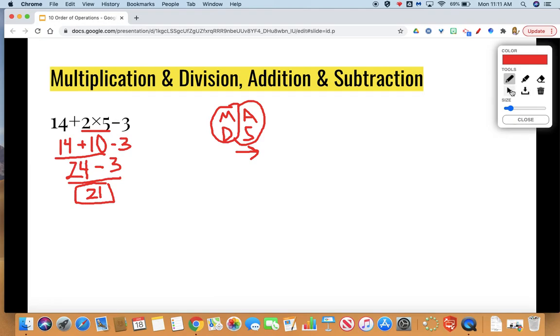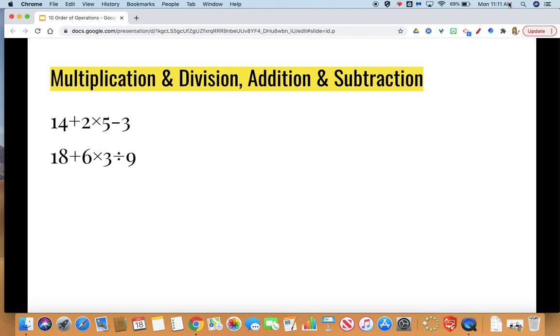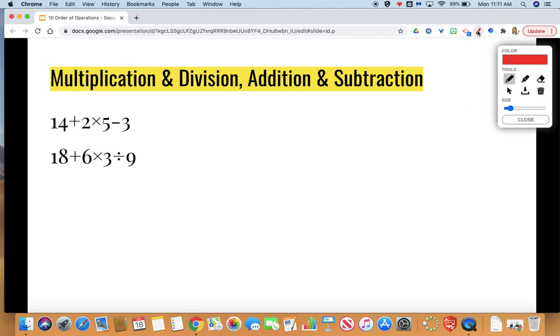If you need more time, pause that because I'm going to erase this slide. Let's go on to our next problem. 18 plus 6 times 3 divided by 9. Okay, I'm going to write out our steps just as a friendly reminder here. I'm not including the P and the E because we are not focused on those right now. We're just going to focus on the very last 2 steps.